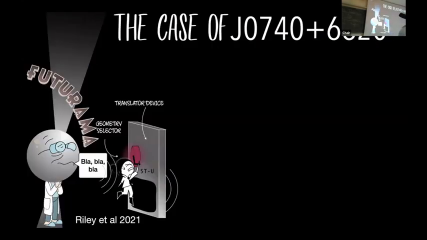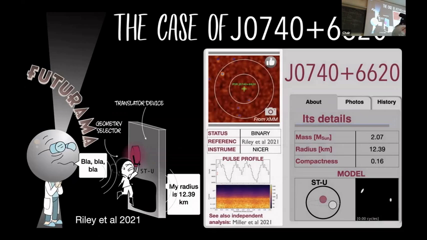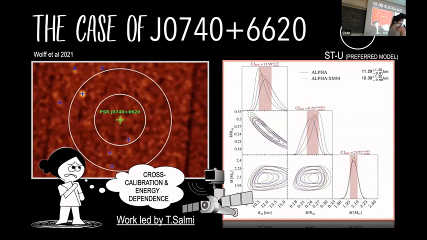Quickly going on to J0740. From Riley et al. 2021, we saw that the data could be modeled with a ST-U model, so two single temperature circular hotspots independent from each other. And the radius that came out was around 12.4 kilometers. The mass was already previously constrained.